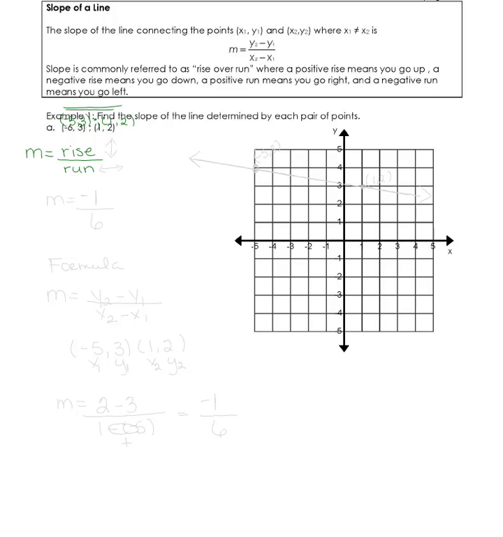Okay, I want you to plot those 2 points, and then I want you to connect the dots. Connect the points. -5, 3. And 1, 2.